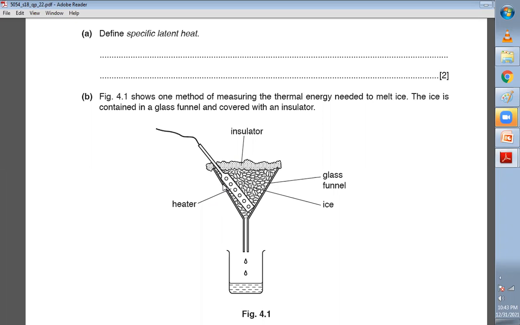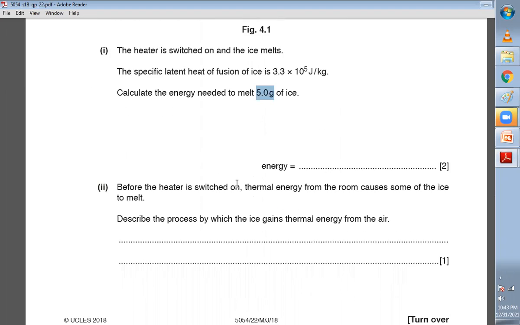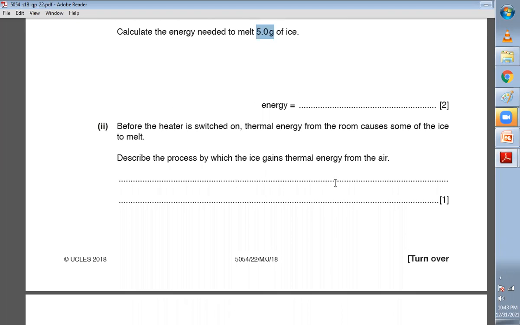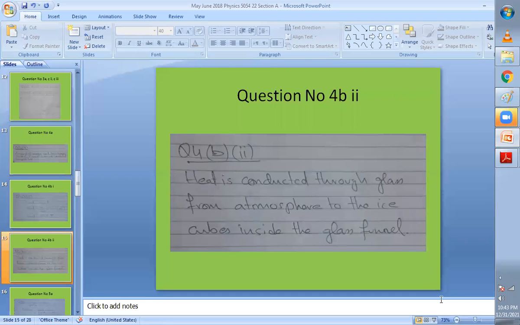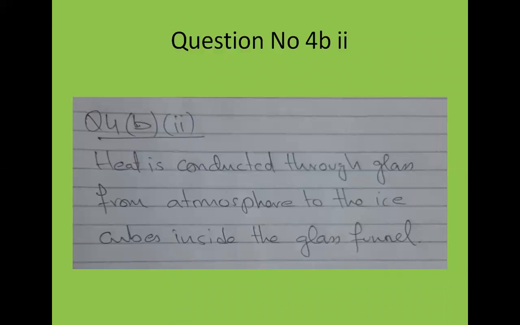Because of the glass funnel, through the walls of the glass funnel, some heat from the surroundings, through the process of conduction, will come inside and it will melt the ice. You just have to show the process. Okay, so let me show you. Heat is conducted through the glass from the atmosphere to the ice cubes inside the glass funnel.